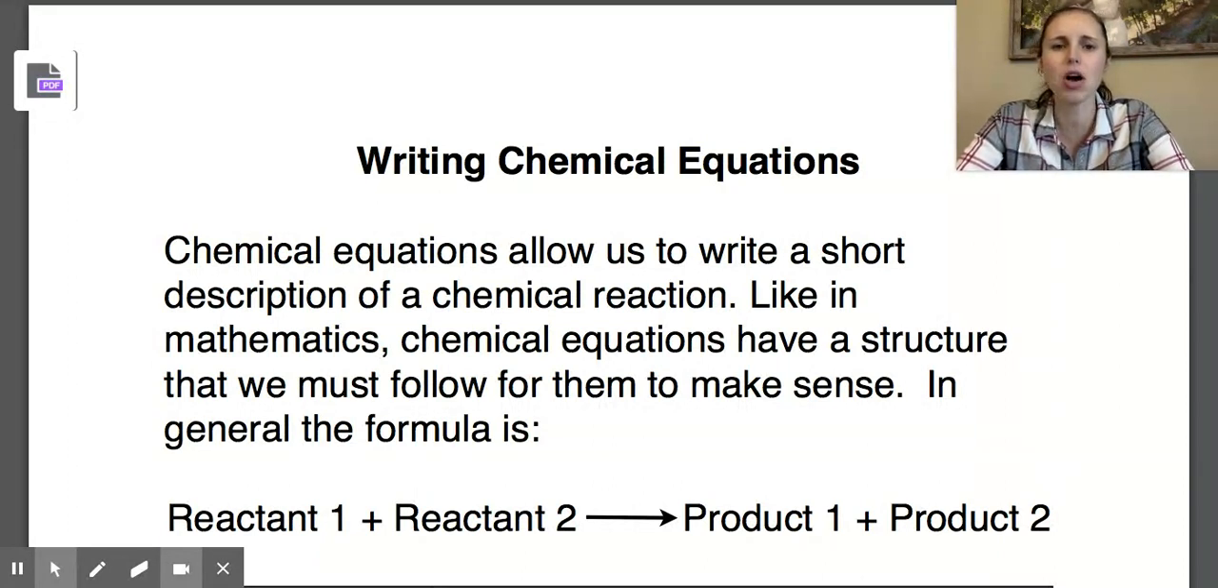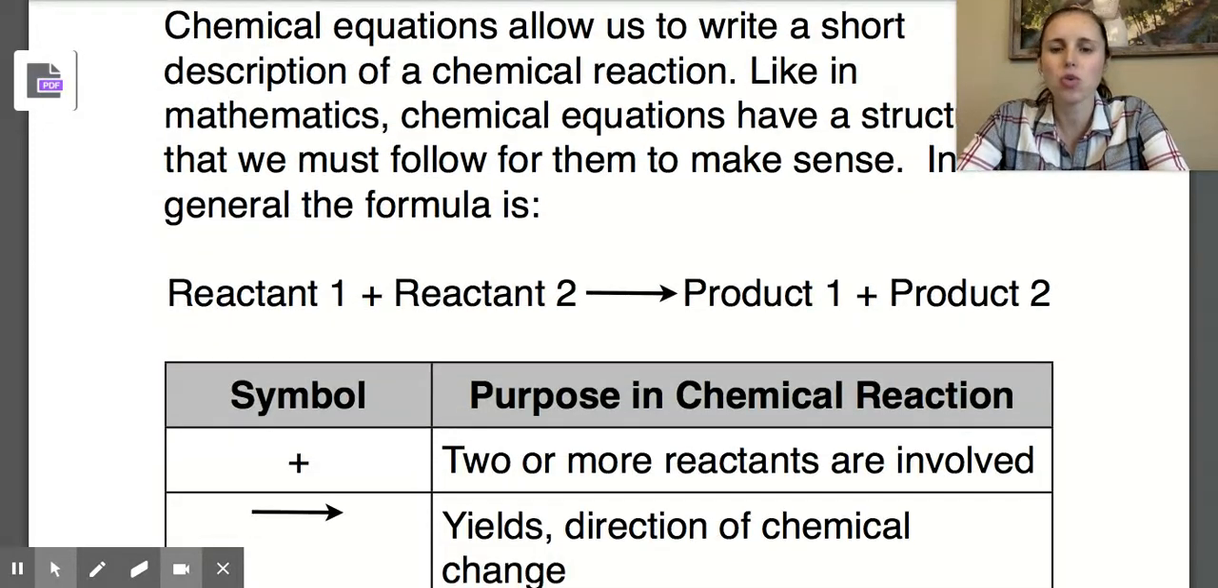A chemical equation is a short description of a chemical reaction. It's very similar to mathematics, where there's a certain structure you have to follow. That's because we're actually going to be doing math around them. In Unit 3, we're going to be looking at applying math to these chemical equations, so you always want to make sure you use the same terminology.